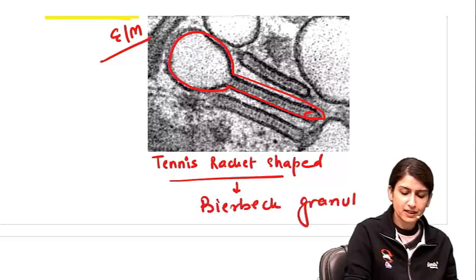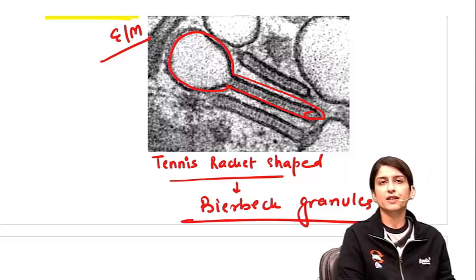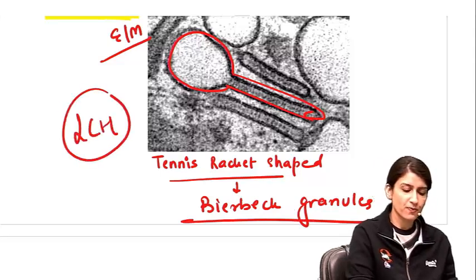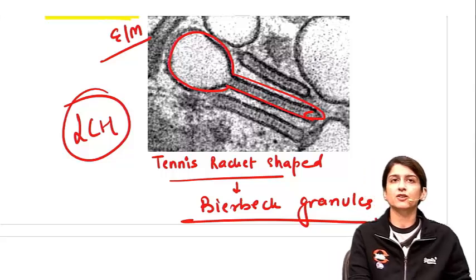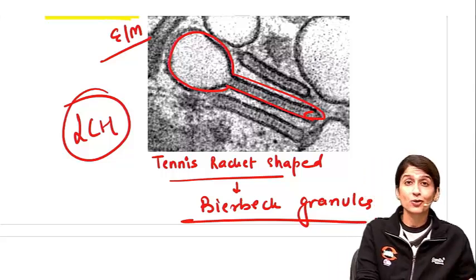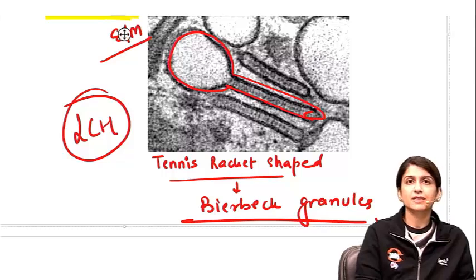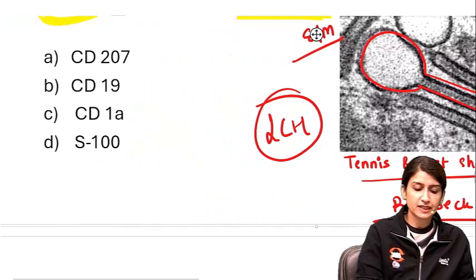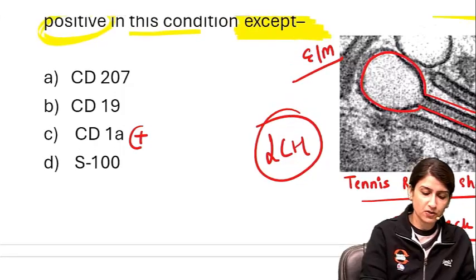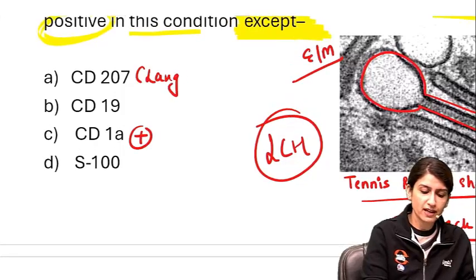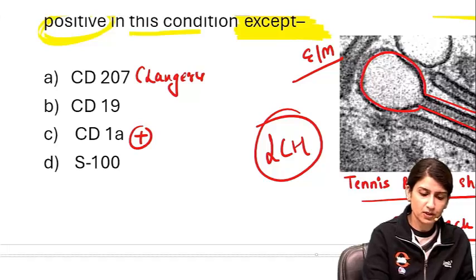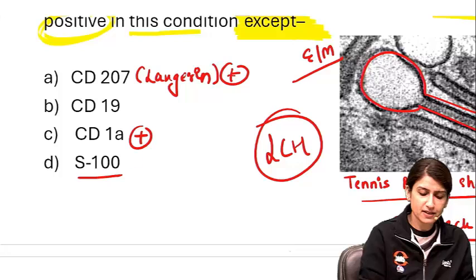So मुझे classical tennis racket shaped Birbeck granules मिल रहे हैं, यानी कि this is a classical case of Langerhans cell histiocytosis, LCH. And I know LCH, what are the IHC markers for LCH? They are CD1a positive, CD207 positive, और CD207 का दूसरा नाम होता है Langerin. So they are CD207 positive and they are S100 positive as well.